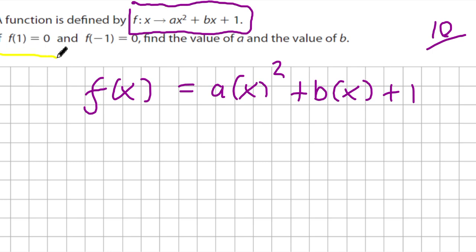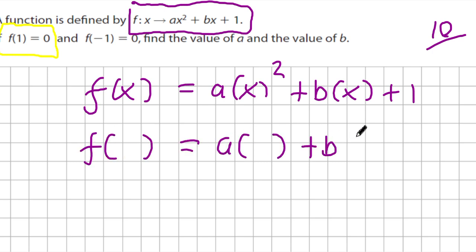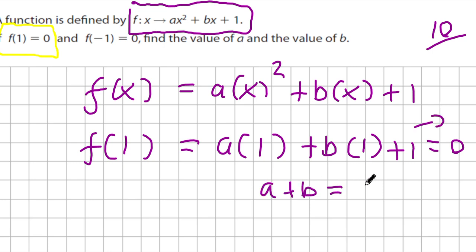Everybody see the yellow box here? What does this mean? When I replace the input with 1, what happens? The answer has to be 0. So that's what we're looking at. Okay. Replace the input with 1, and the answer has to be 0. Okay. Yeah, move the 1 over to your side, and you get a plus b equals minus 1.